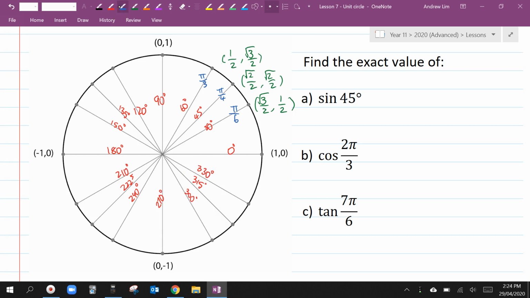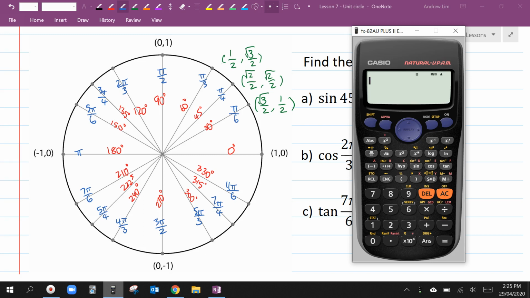Now I'm going to do it in radians. So we've got pi on 2, 2 pi on 3, and you should already know how to convert between degrees and radians. 3 pi on 4, 5 pi on 6, pi, 7 pi on 6, 5 pi on 4, 4 pi on 3, 3 pi on 2, 5 pi on 3, 7 pi on 4, and 11 pi on 6. In case you've forgotten how to convert these, you just take the angle in degrees. Let's say we took 150 degrees. All you have to do is divide that by 180.